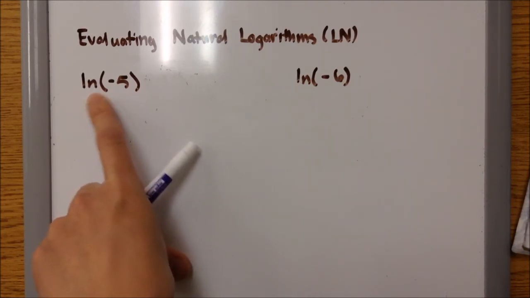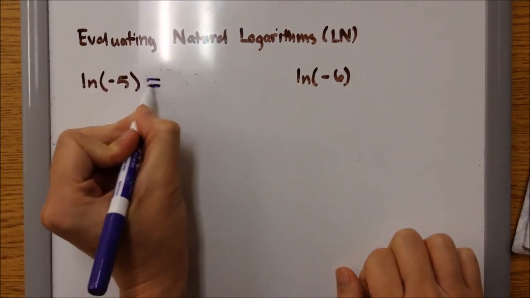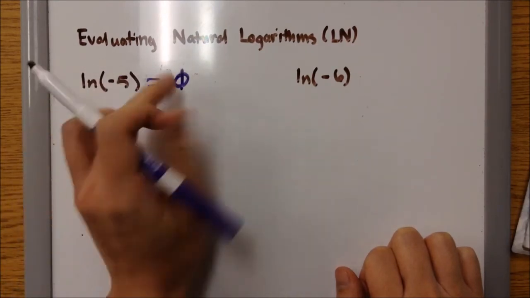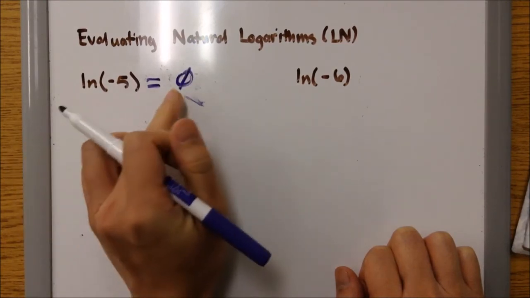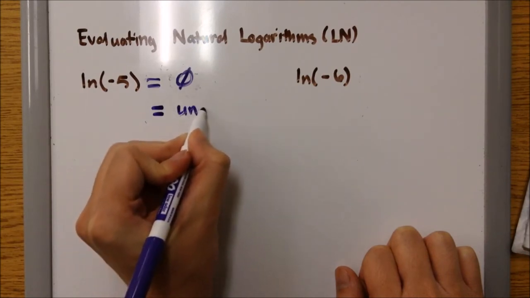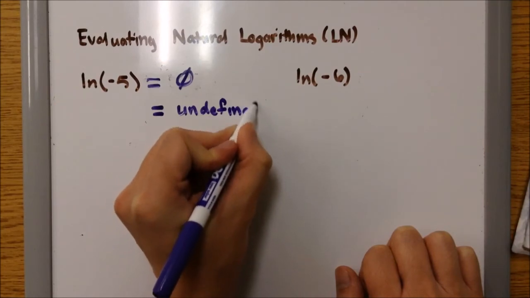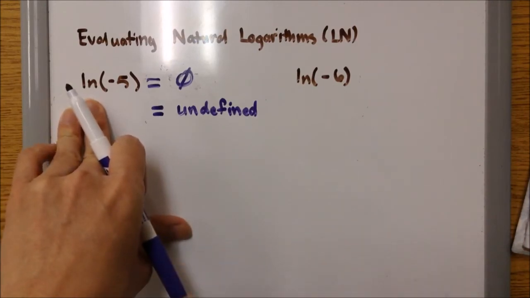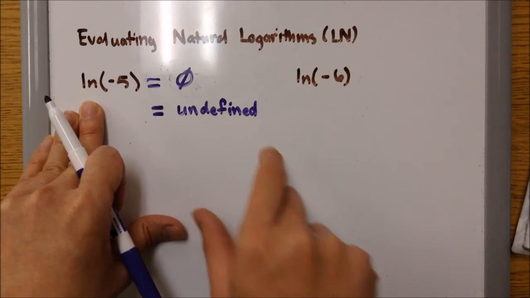So whenever you see ln of -5, you would write it as a 0 with a slash, meaning an empty set, a slanted 0. That means it's basically undefined. That's what the answer is going to be if you have a natural log, or just a log, with a negative number inside the parenthesis. It's just going to be undefined.